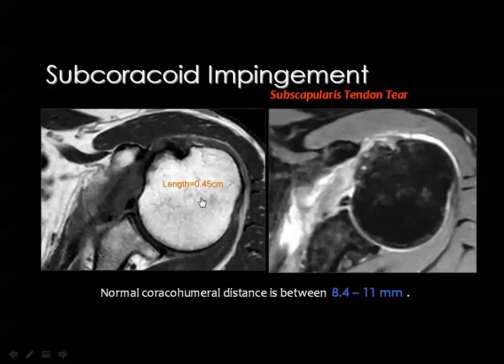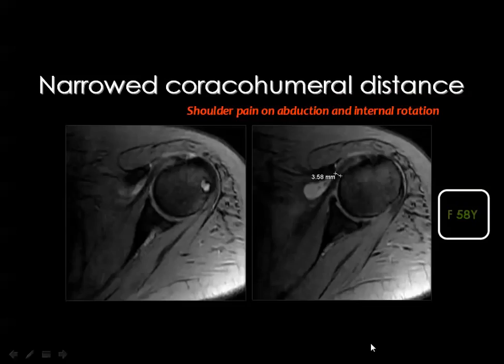And if the distance, like in this example, is about 4.5 millimeters, then you have what's known as subcoracoid impingement. And subcoracoid impingement, of course, will affect the subscapularis tendon, which is crossing here. Then you may notice degeneration of the tendon or even ruptures of the subscapularis tendon.